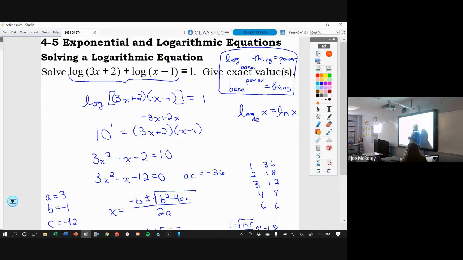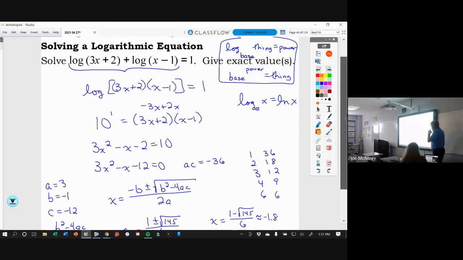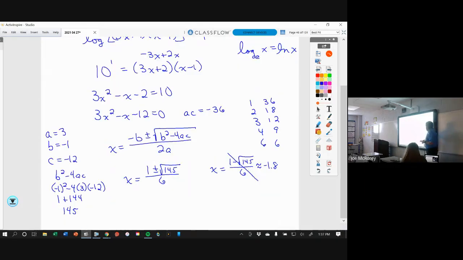So we got the log of a negative number, can't do that. Plug -1.8 in here, that's too much, and it's still negative, right? Can you take the log of a negative number? No. So as we test our answers, we find out that this answer is no good. The other one's good. So our final answer is 1 plus the square root of 145 all over 6.